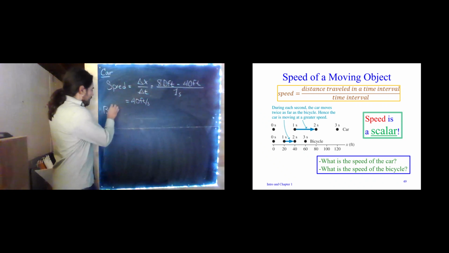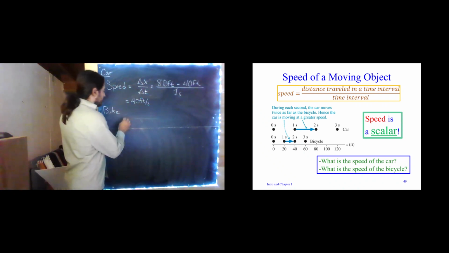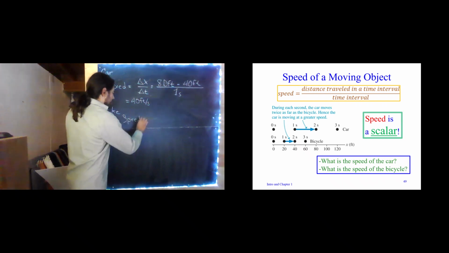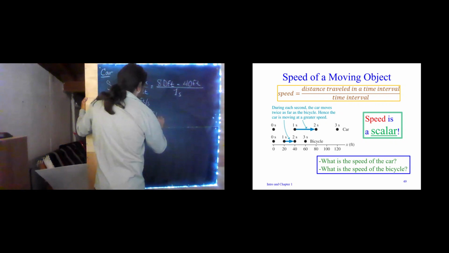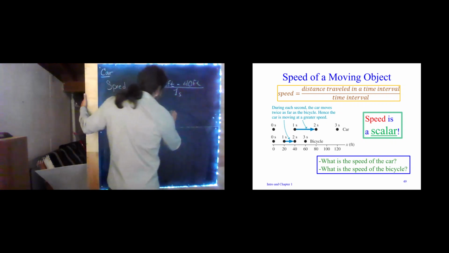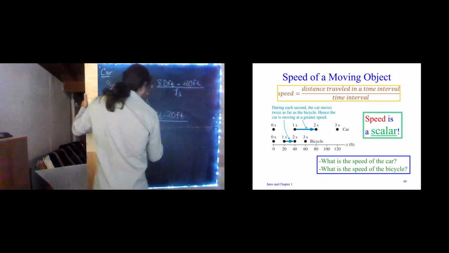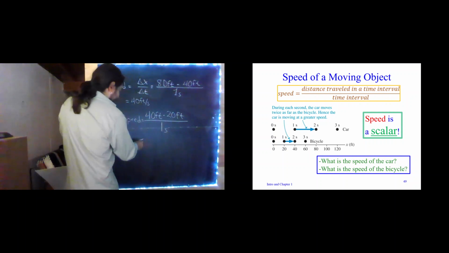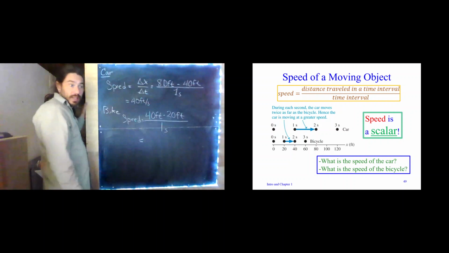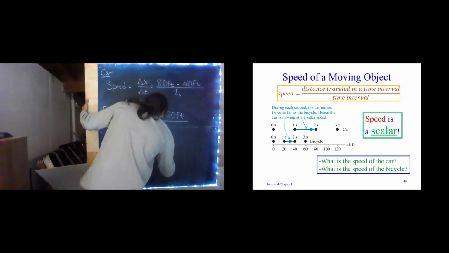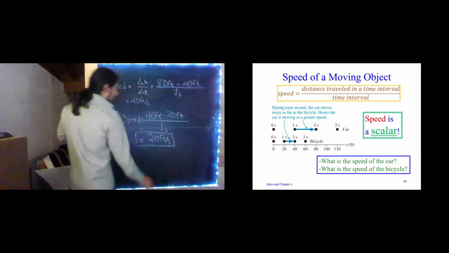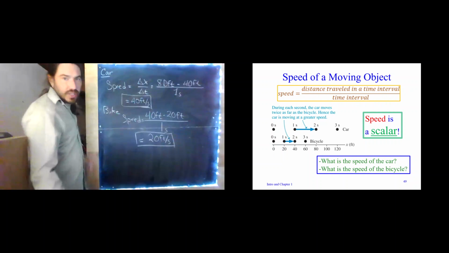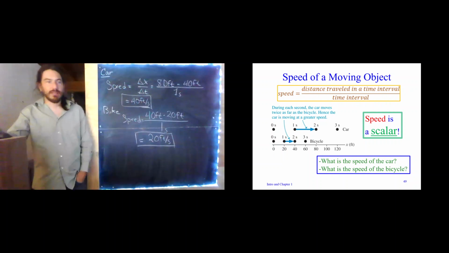Predictably, we'd expect the bike to be slower. Let's just see. In this case, speed equals final 40 feet minus initial 20 feet all over 1 second. So, what is the speed of the bicycle? 20 feet per second. And we don't need to include a direction because speed is a scalar.